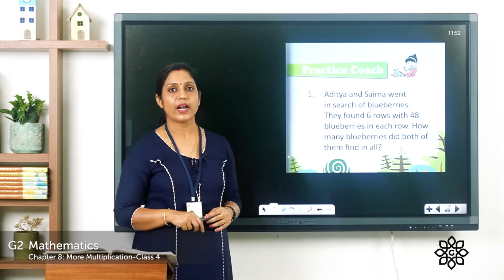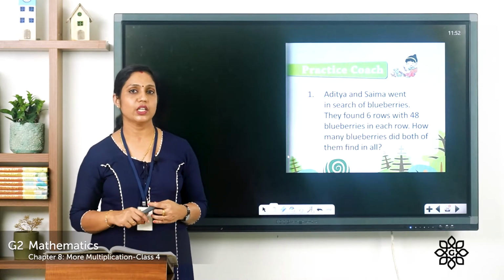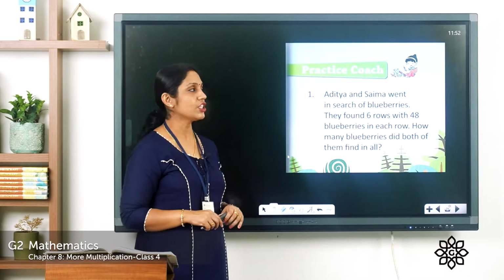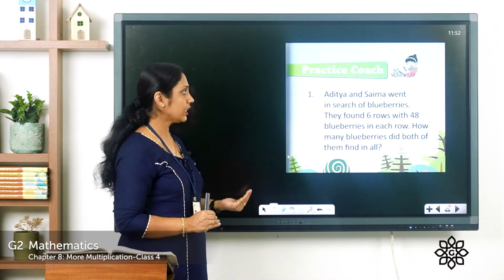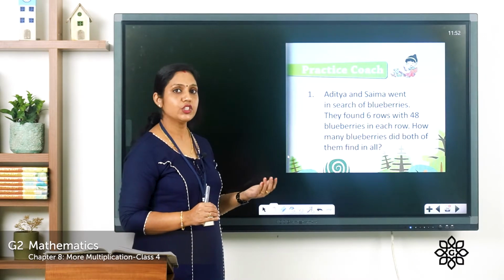Now let's move on to our practice coach, page 123. You can see the question there. Aditya and Saima went in search of blueberries. They found 6 rows with 48 blueberries in each row.